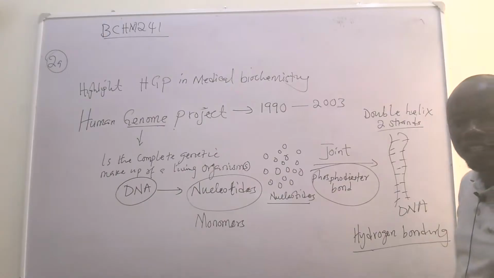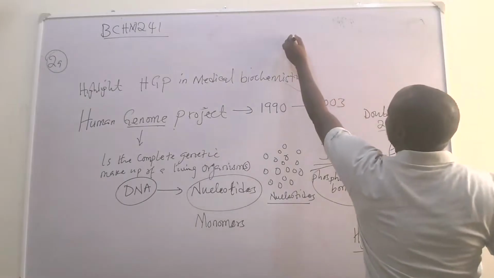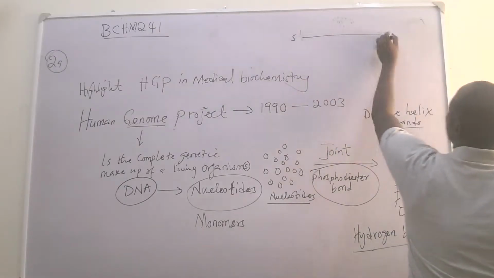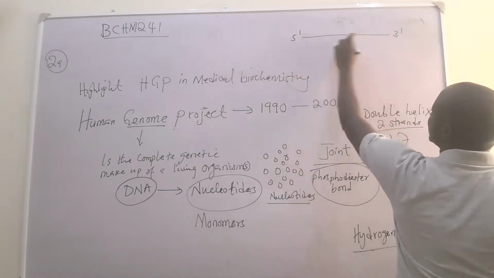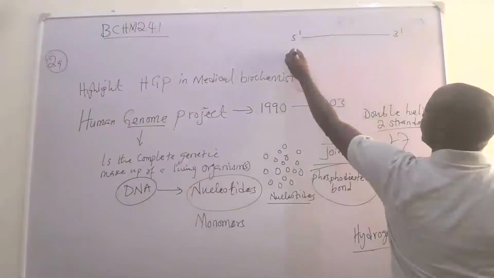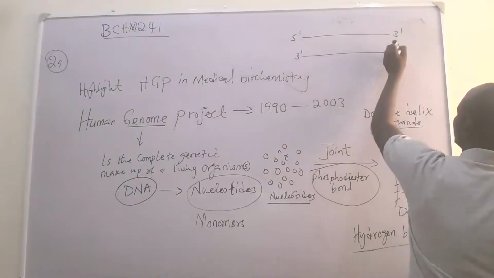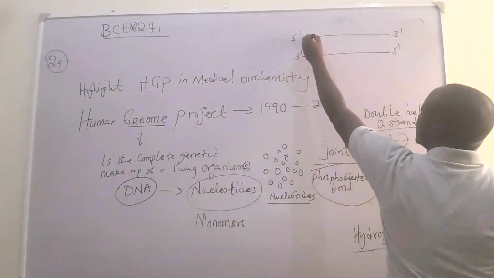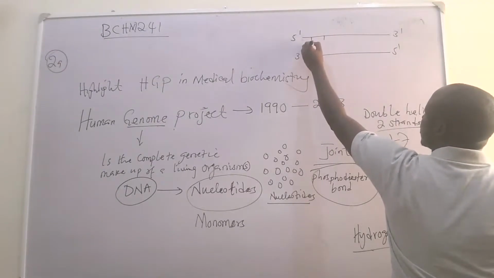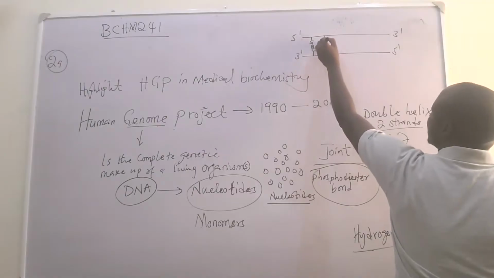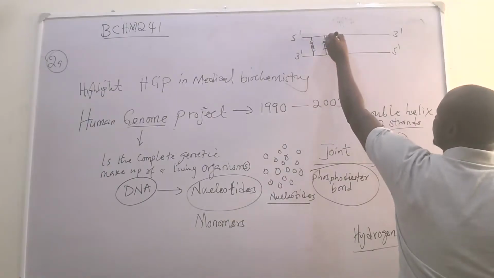And how do we read the DNA? We read it from 5' to 3'. This is what we call the first strand, and the other one is read from 3' to 5'. You see there is a pairing between the nucleotides. Guanine always pairs with cytosine, and adenine pairs with thymine. So this is how it is.